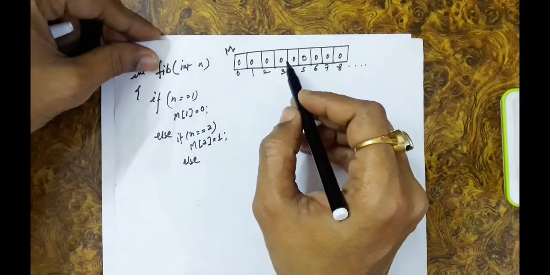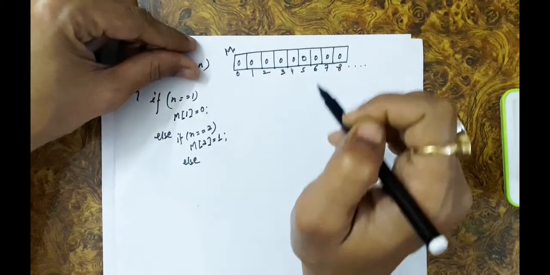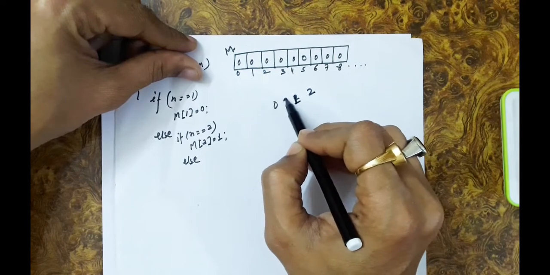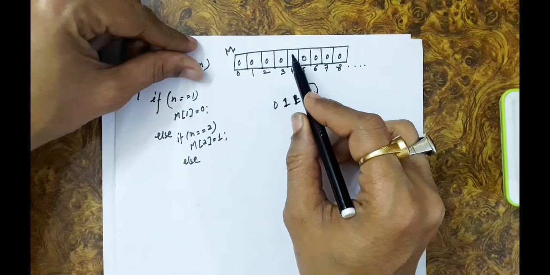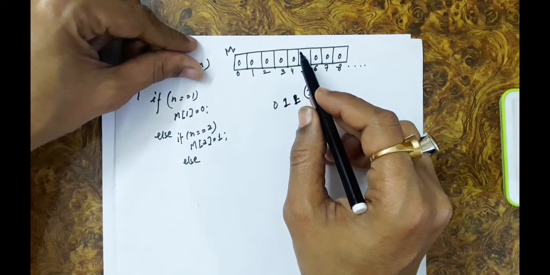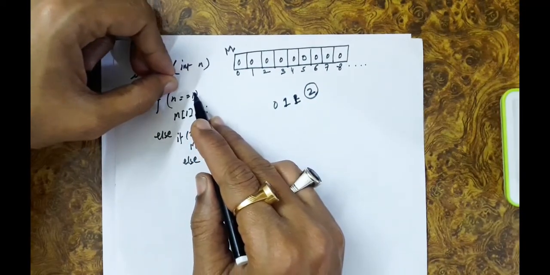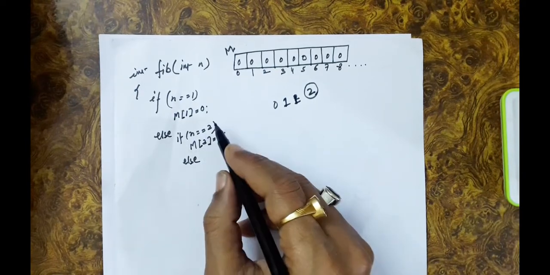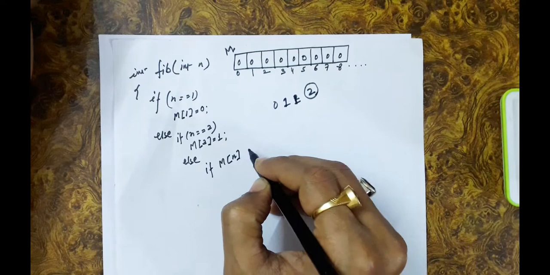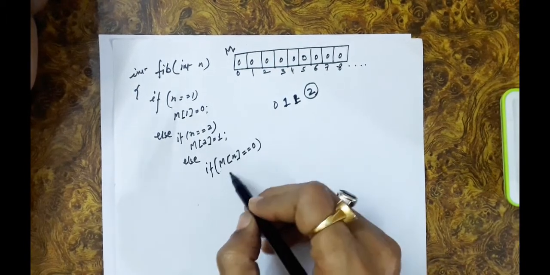Let us first check if this table contains any value other than 0. For example, if we have to find the fourth term, what is its value? This is 2. So if we have already found the fourth term and it has been set to 2, we should not make the function call. But if the value is 0, that means the value of the fourth term has not been found yet, and then we will make the recursive calls. So this else means we don't have to find the first term or the second term; we have to find the third or any other higher term. For that, let us check if the memory table at nth index equals 0. That means we haven't found that term yet. In that case, let us make the recursive call.